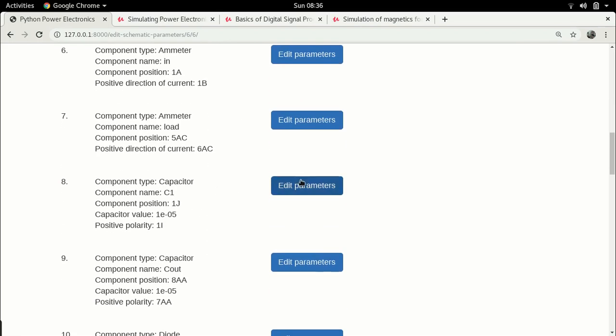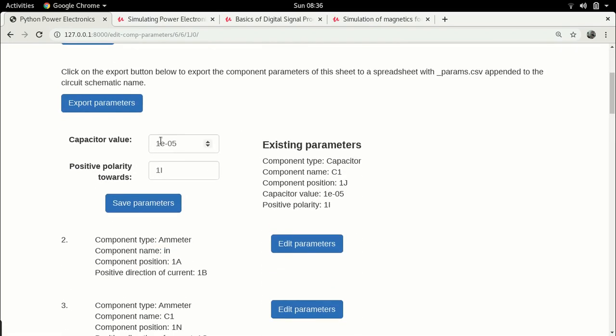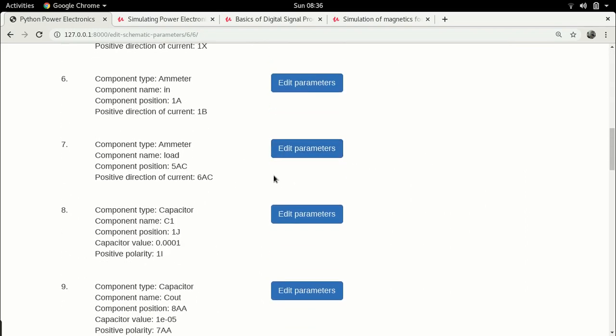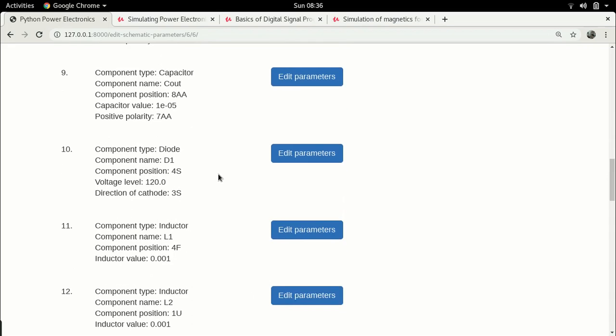And then there is the capacitor. We can just make this a 100 microfarad capacitor. I would encourage you to play around with this value, but it's not really that necessary. The component position is at 1J. The positive polarity is towards the left. That's perfectly okay. Just save the parameters. The positive polarity of the capacitor is actually more for debugging purposes. It's not really a very important parameter.